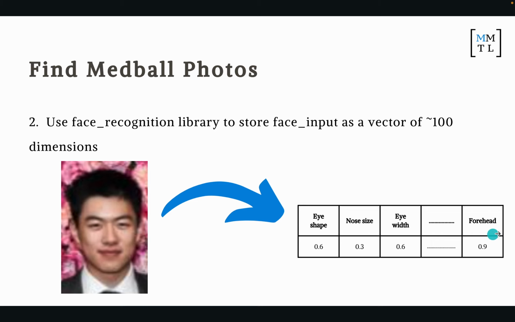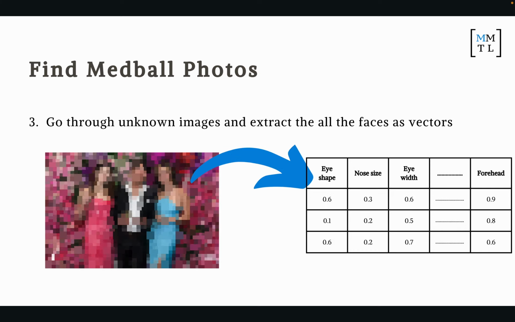And for example, it's 100 dimensions. You can just think of it as eye shape, nose size, for example. But obviously more abstract. We can't visualize it, but that's essentially the idea, right? Every face is now stored in a vector of a certain size.